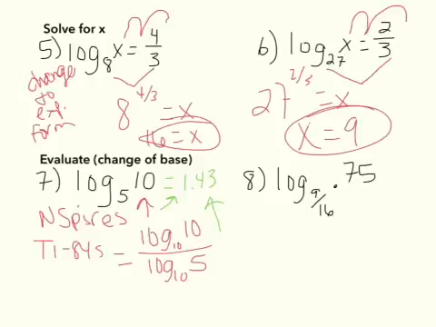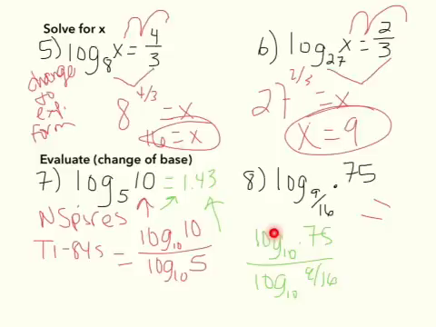Again, plugging this into an Inspire just like it is, or if you have an 84, you would need to plug it in as log base 10 of 0.75 divided by log base 10 of 9/16. And both of these, whether it's the Inspire or if you have to change the base to put it into the 84, will give you 0.5.